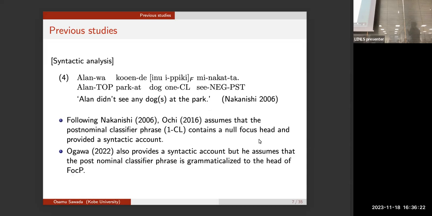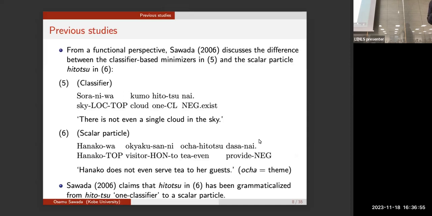There are also syntactic analyses. Some people analyze this sentence from the syntactic perspective. For example, Oshi assumes that the postnominal classifier, here ippiki, contains a narrow focus head. Ogawa also provides a syntactic account, but he assumes that the postnominal classifier phrase is grammaticalized to the head of FocusP.